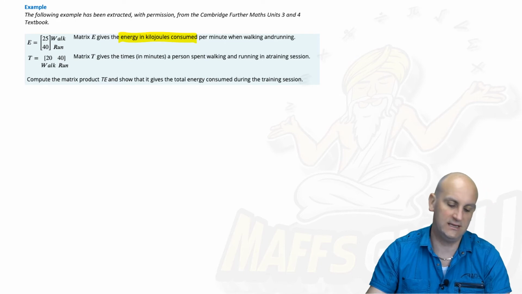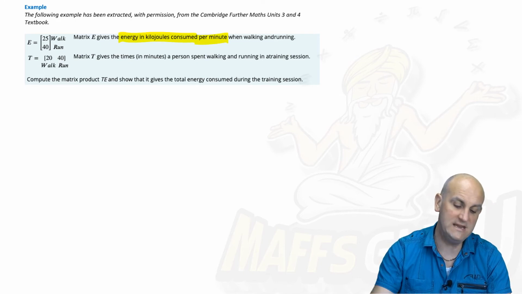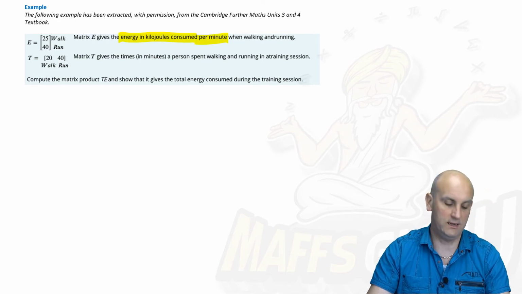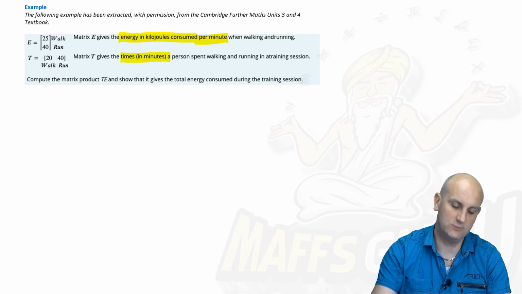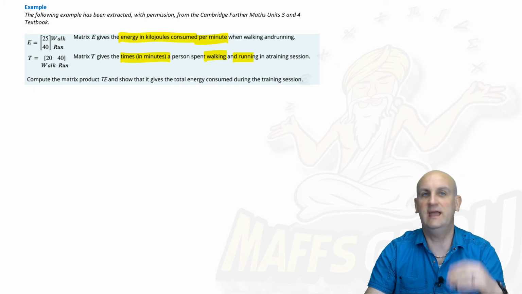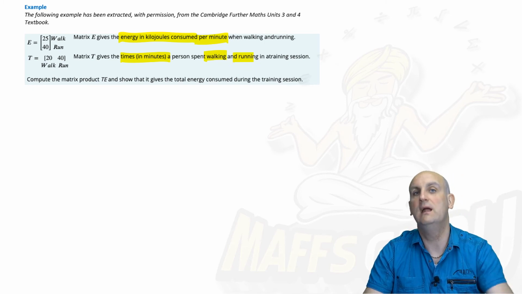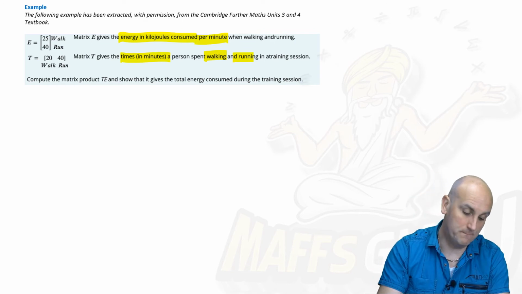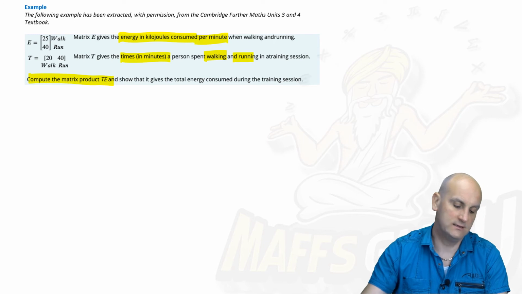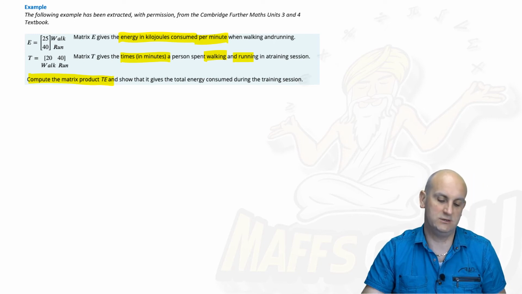Okay, so the following example says that matrix E gives the energy in kilojoules consumed per minute when walking and running. T gives the time in minutes a person spends walking and running. So we've got the energy used in walking and running and the time that someone has spent walking and running. Okay, makes sense. Compute the matrix TE, which gives the total energy consumed during the training session.